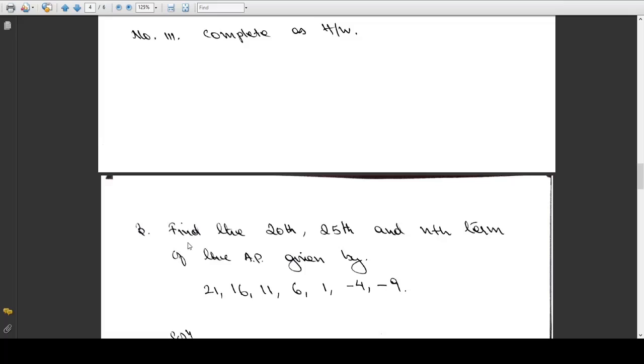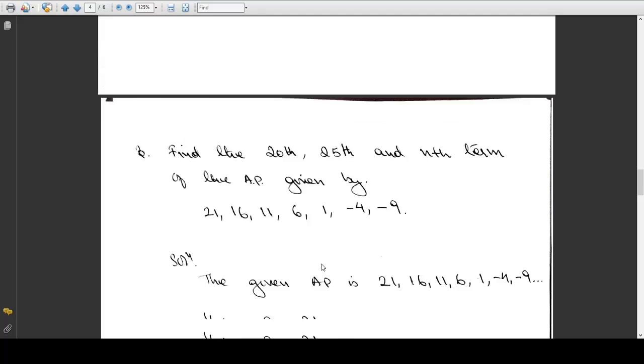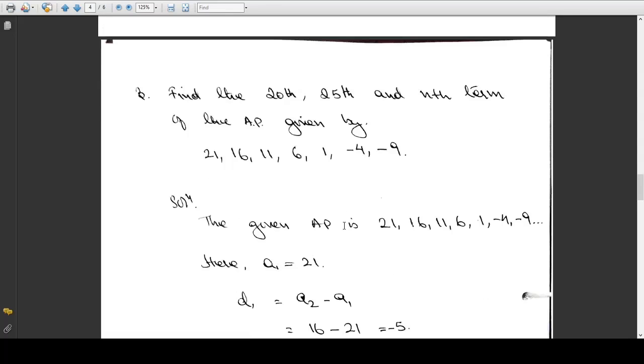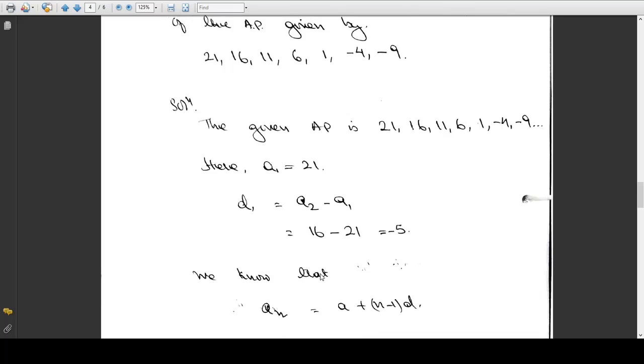Number 3, you try to do it yourself, and next we move on to number 3. In number 3, find the 20th, the 25th, and the nth term of the AP given by the series 21, 16, 11, 6, 1, minus 4, and so on. Okay, this is the given AP. Here the first term is 21. The common difference will be the second minus the first term, 16 minus 21, which gives us minus 5 as the common difference. Now we know that the nth term is given by a plus n minus 1 d.